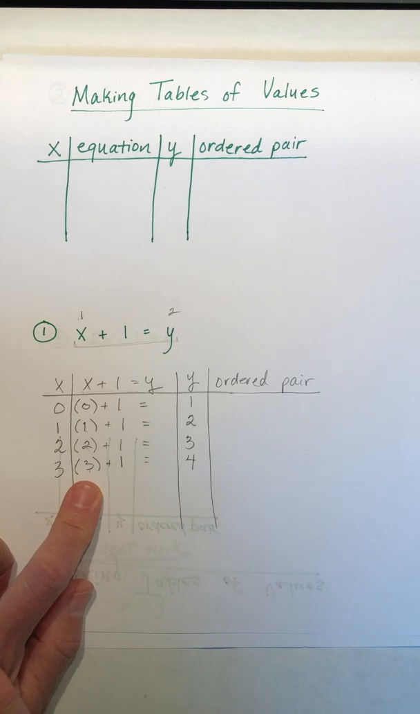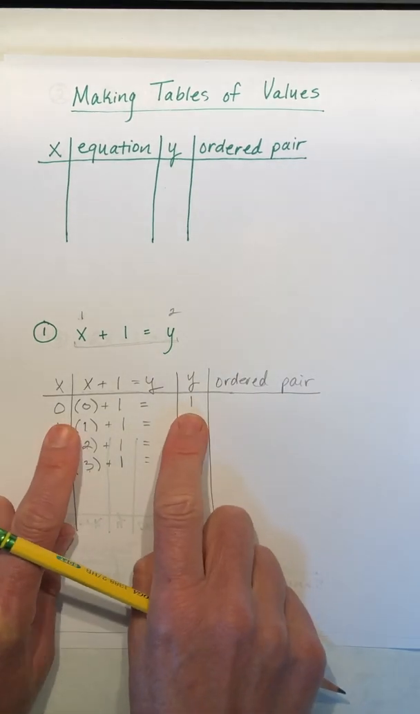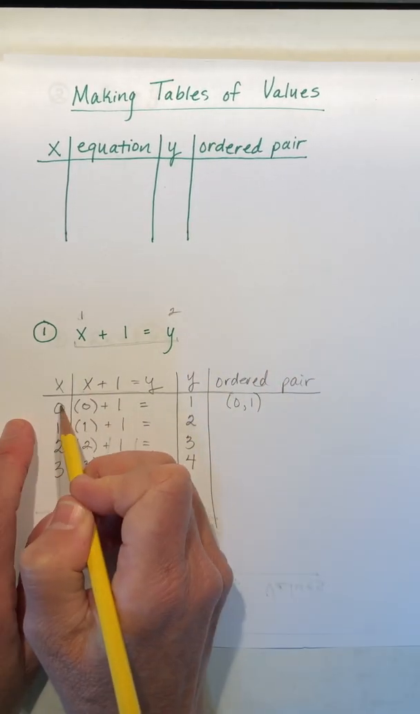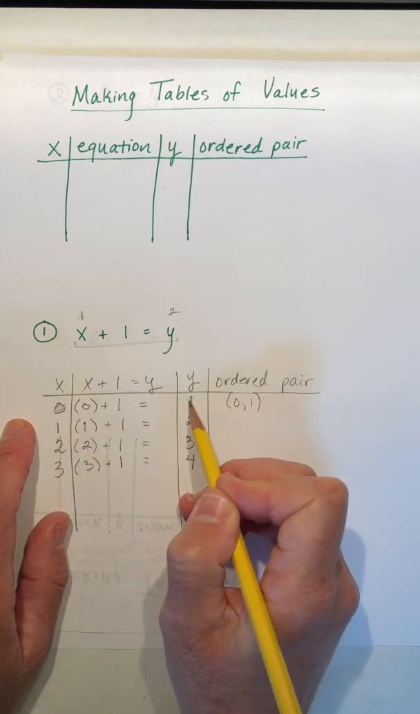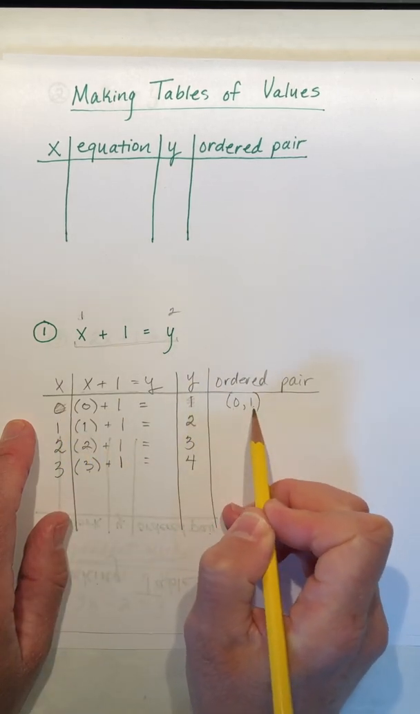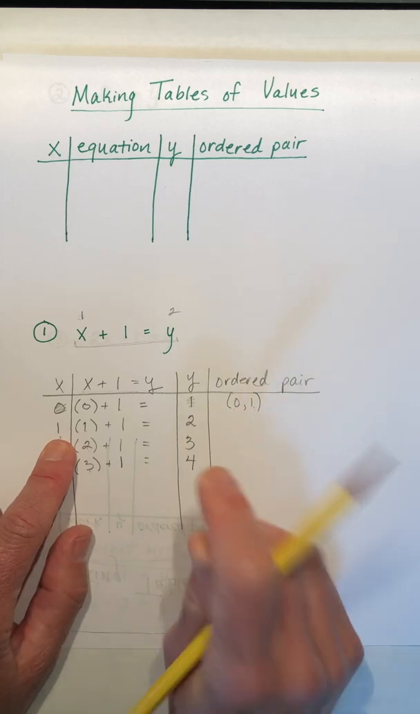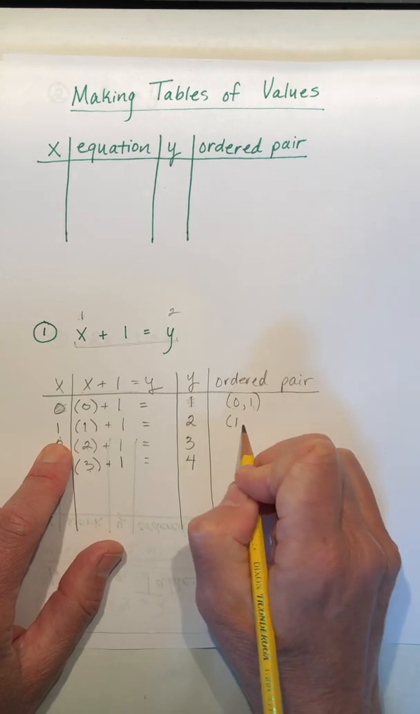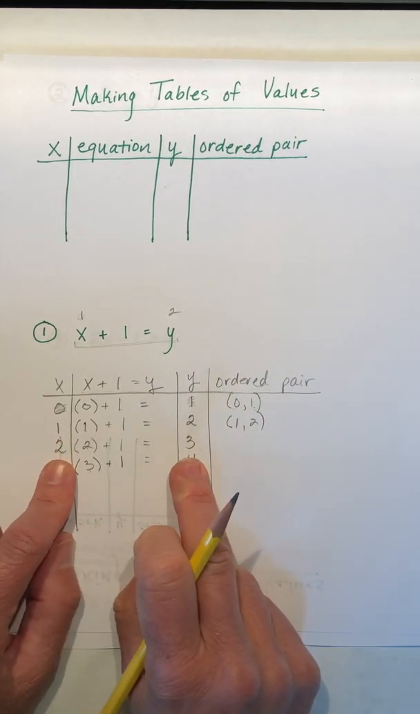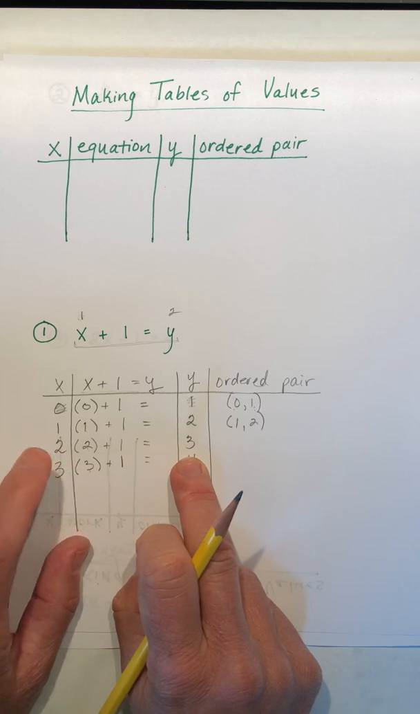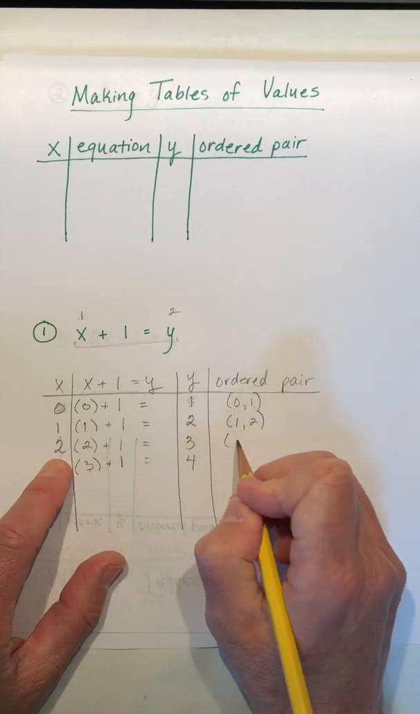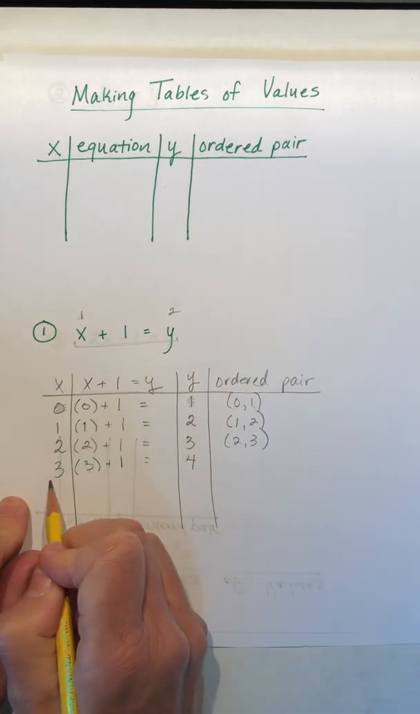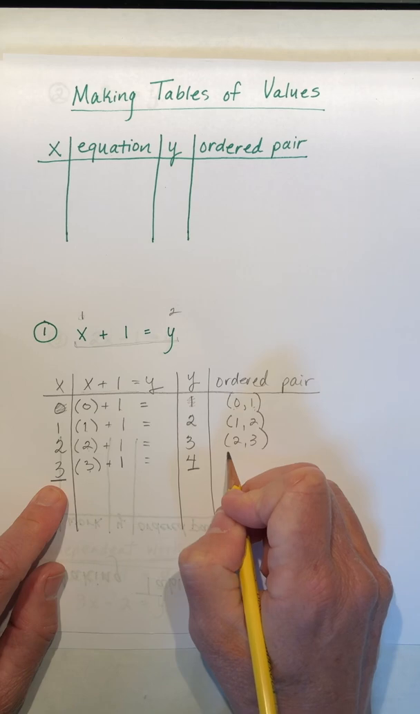So where do my ordered pairs come from? It's simply the x and the y values. So my ordered pair would be 0, 1. It's this value right here and this value right here that come together to make that. My ordered pair here would be 1, 2. My ordered pair here would be 2, 3. And this ordered pair would be this x value of 3 and the y value of 4.